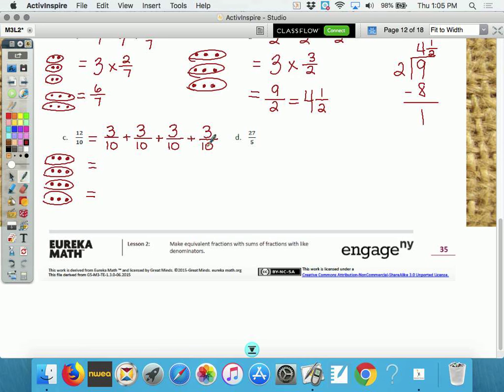Okay. So how many copies of 3/10 do I have? No, I don't want to know the answer. I want to know how many copies I have. 4. 1, 2, 3, 4. Right? So 4 copies of 3/10. So we have repeated addition, multiplication, write the answer. Is that going to be a mixed number? Don't tell me what it is. Is it going to be a mixed number?